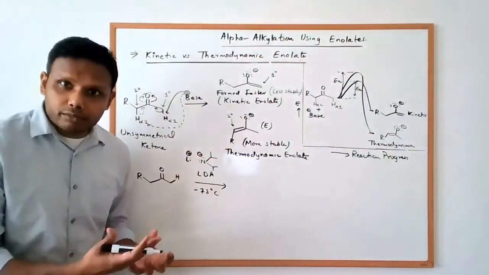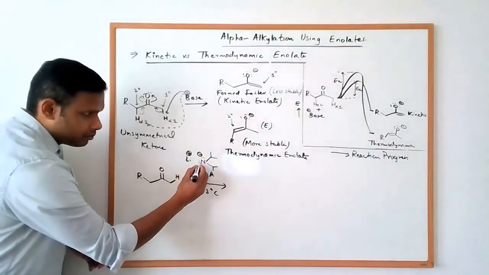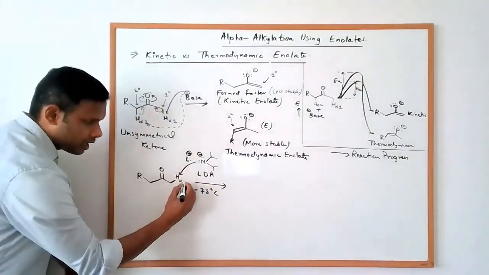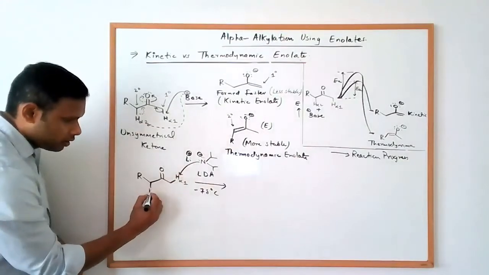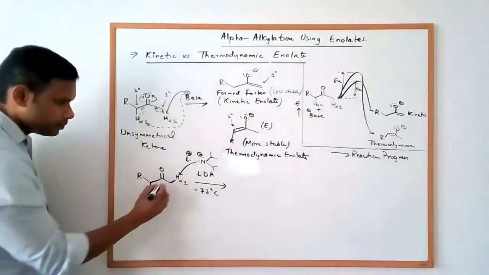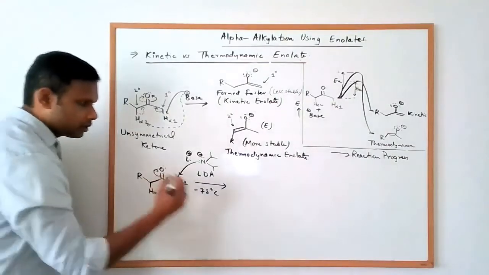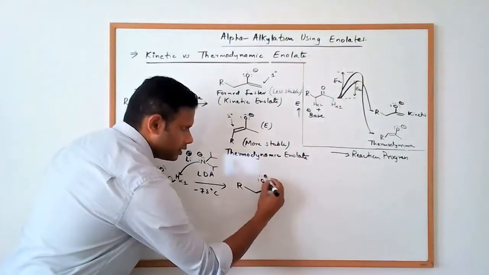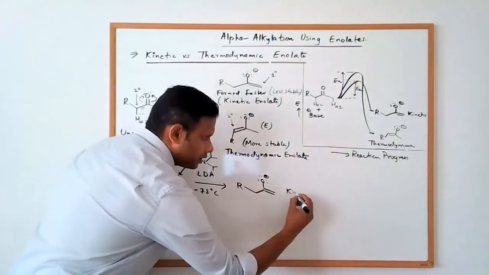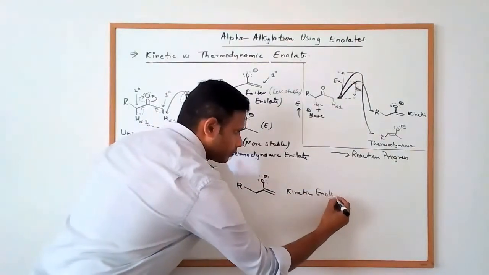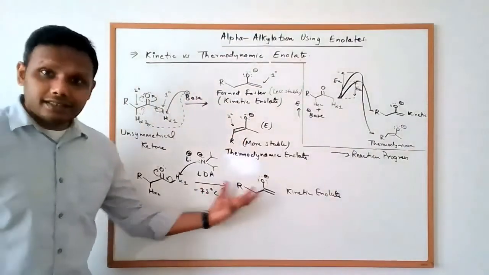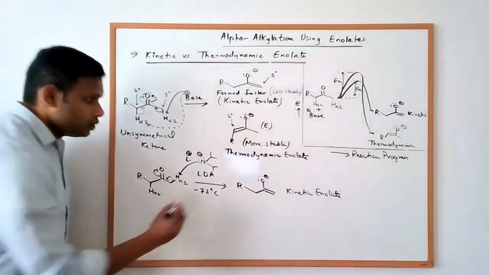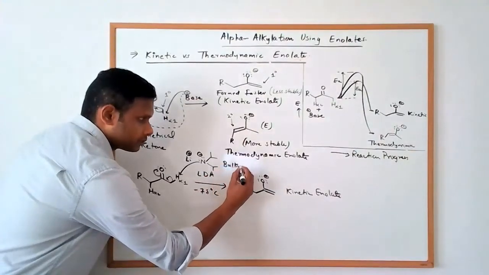So at the low temperatures, LDA being a bulky base, it would prefer to deprotonate the less substituted alpha hydrogen, H alpha 1 over H alpha 2. And so the enolate that we will make here is going to be the kinetic enolate. This will give us the kinetic enolate. Okay, so we can generate the kinetic enolate by doing the reaction at low temperatures using a bulky base.